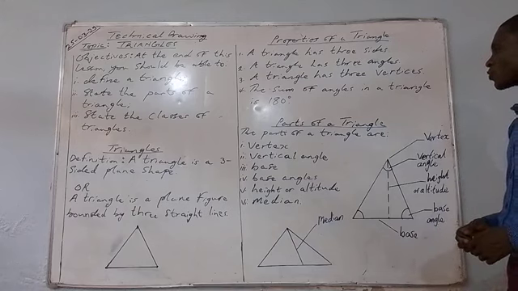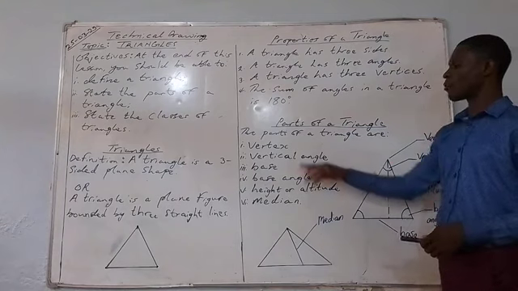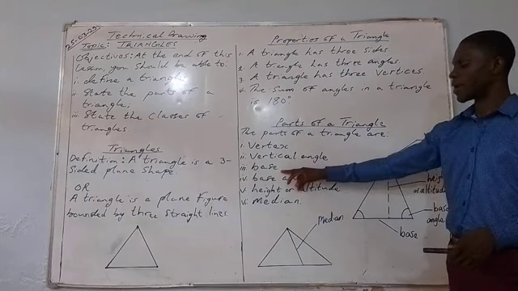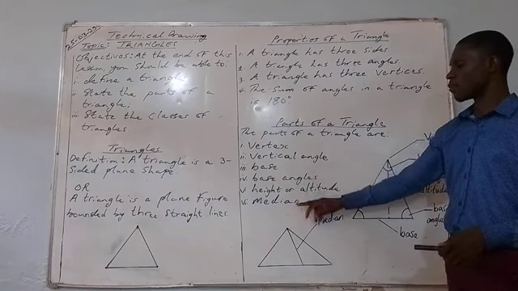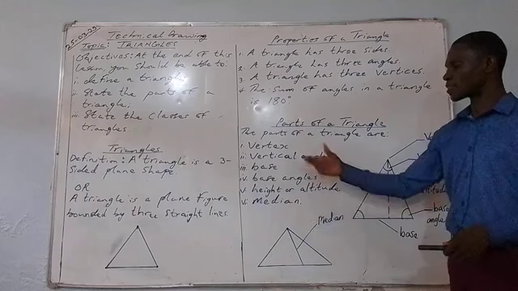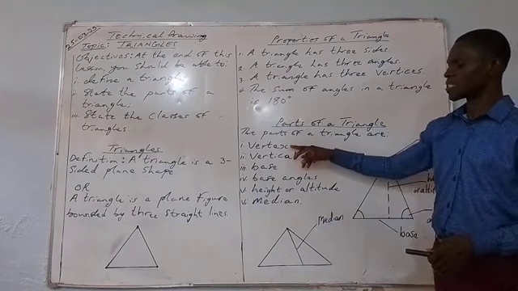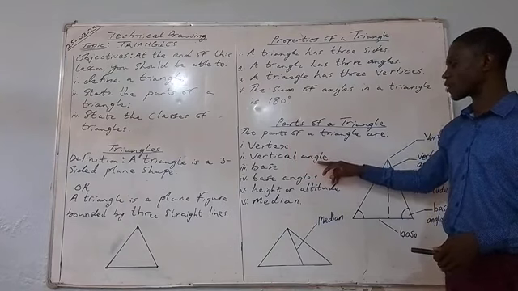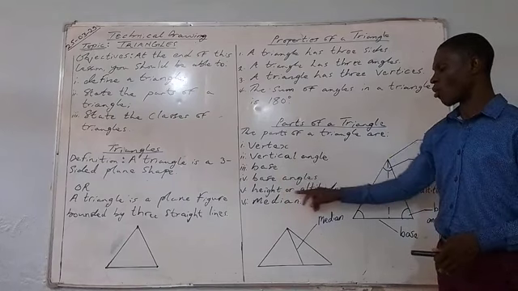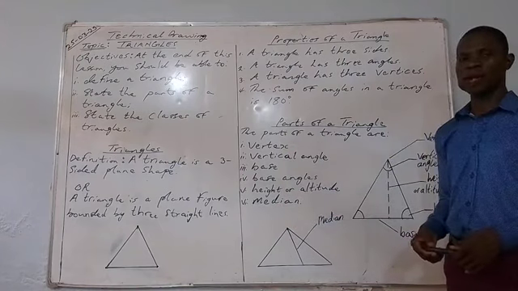Parts of a triangle. As listed here, the parts of a triangle are the vertex, then the vertical angle, the base, the base angles, then the height or altitude, then the median. So let me state these parts of the triangle again. The first one is vertex, we have the vertical angle, we have the base angles, then we have the height or altitude, then we have the median. So these are the parts of the triangle.